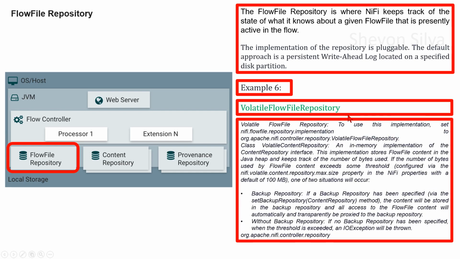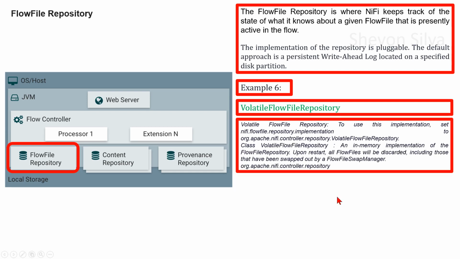Now we are considering volatile FlowFile repository. To use this implementation, set nifi.flowfile.repository.implementation to org.apache.nifi.controller.repository.VolatileFlowFileRepository. The class VolatileFlowFileRepository is an in-memory implementation of the FlowFile repository. Upon restart, all flow files will be discarded, including those that have been swapped out by the FlowFile swap manager. This is in the package org.apache.nifi.controller.repository.